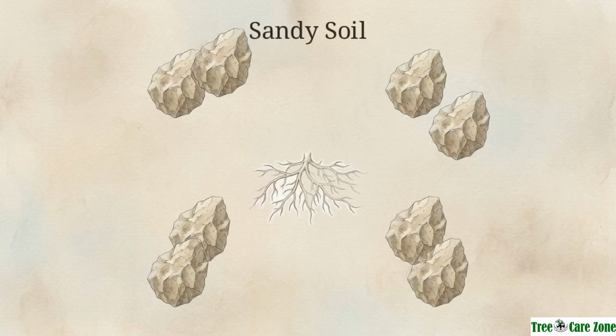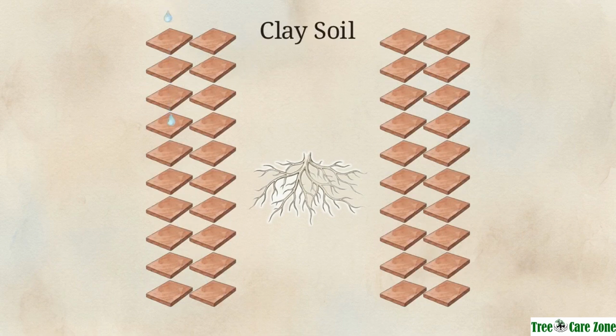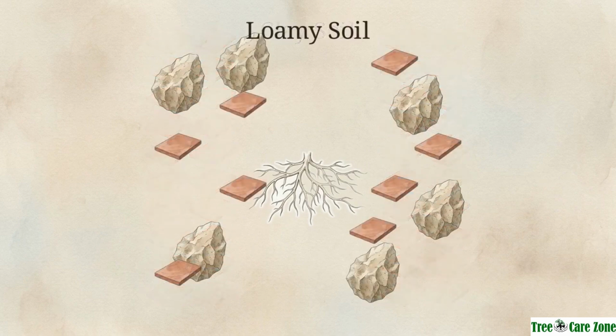This diagram shows the large, loose particles of sandy soil. Because the gaps between these grains are so wide, water falls straight through the profile. It drains away before the roots have a chance to drink. Clay soil is the opposite extreme. These microscopic particles pack together so tightly that they trap water in a death grip. The moisture is physically there, but it's held so aggressively that the plant cannot extract it.